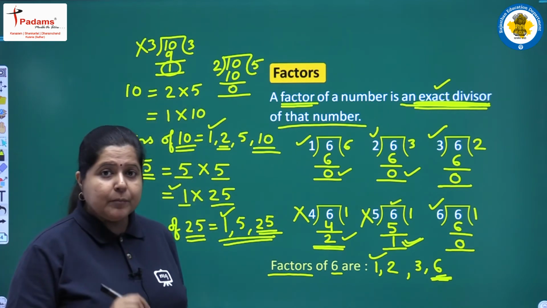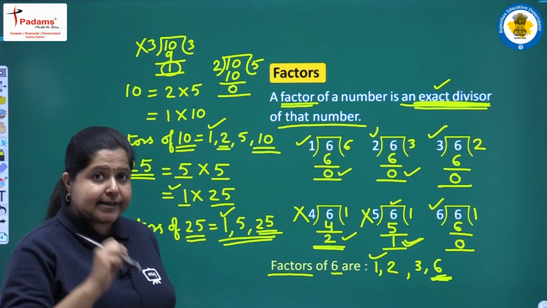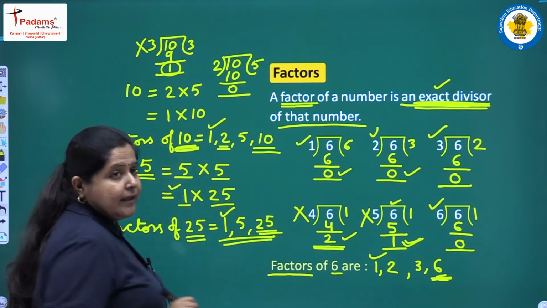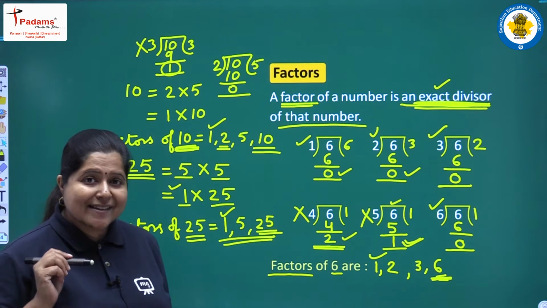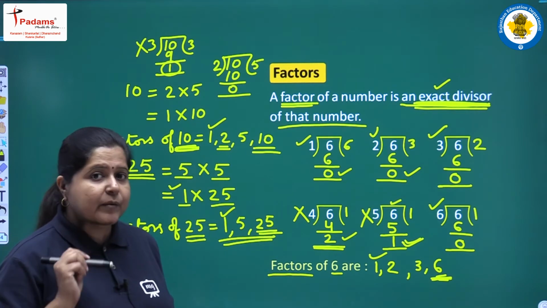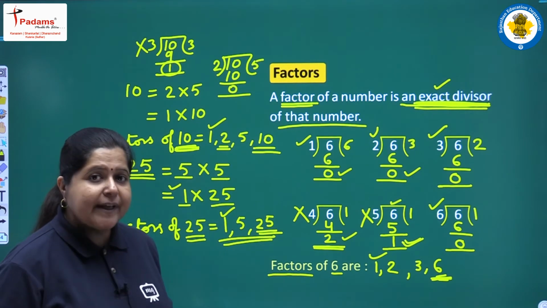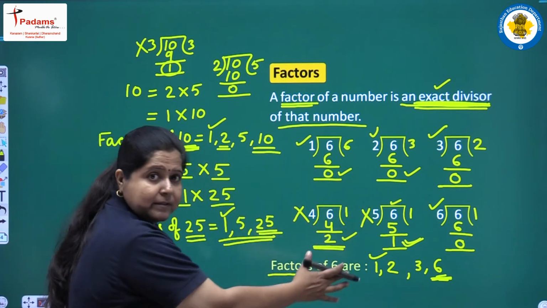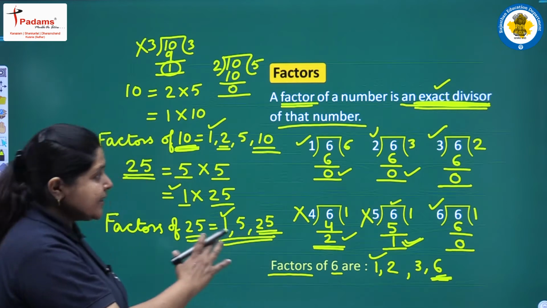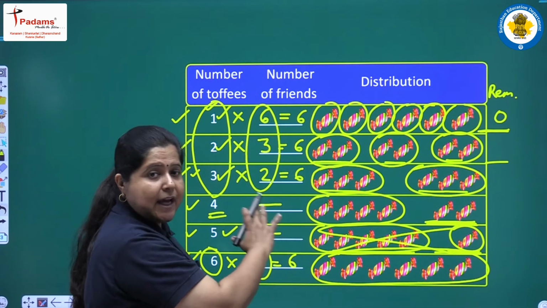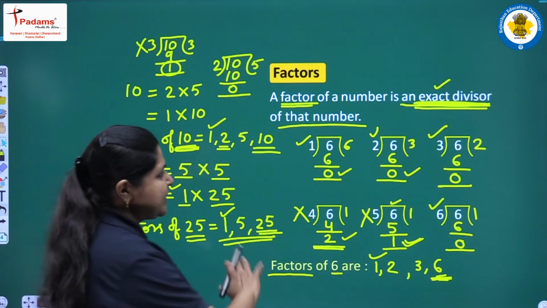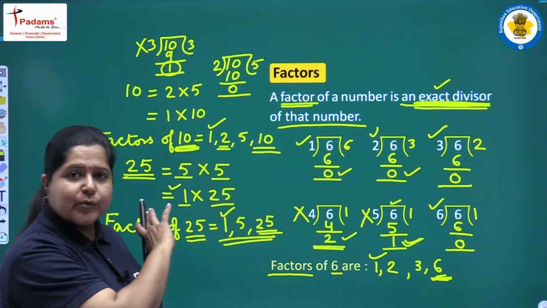So for a number to be a factor, it is compulsory that it divides the given number completely. The remainder comes out to be 0. By complete division we mean that the remainder should be 0, nothing should be left. This is the mathematical thinking and this is the practical thinking. You can see how we distributed the sweets practically, and this is the mathematical representation of all those situations.